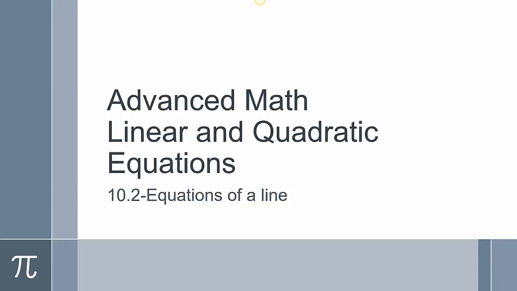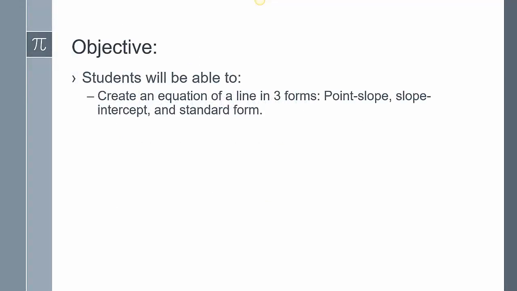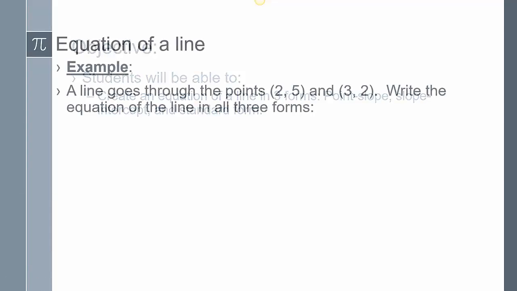It's going to be 10-2, equations of a line. Today, we're going to be able to create an equation of a line in three forms: point slope, slope intercept, and standard form, and we may even examine some real-life examples of this.